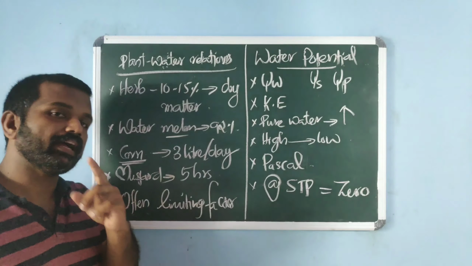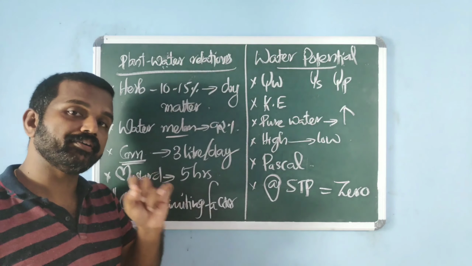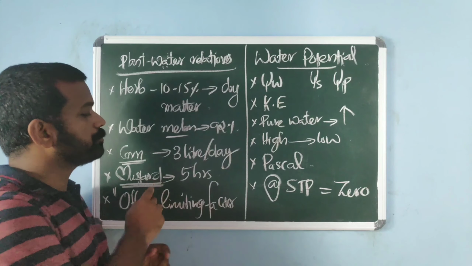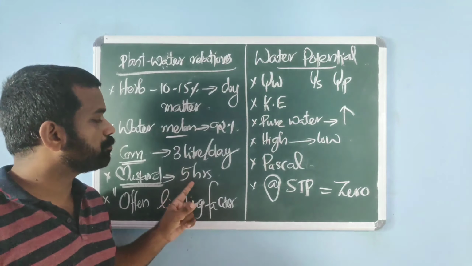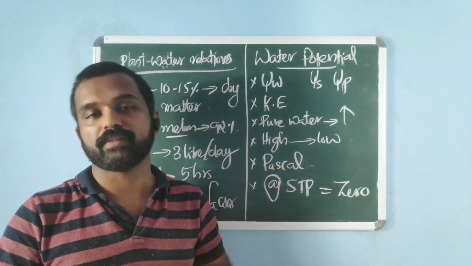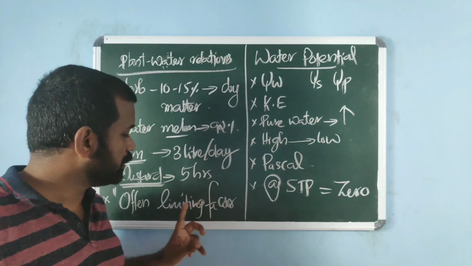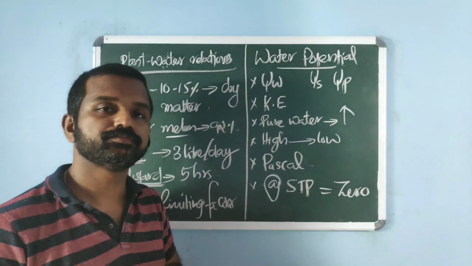A mature corn plant absorbs 3 liters of water per day. A mature mustard plant absorbs water equal to its own weight in about 5 hours. So see, because of this huge requirement, water often forms a limiting factor for plant growth.